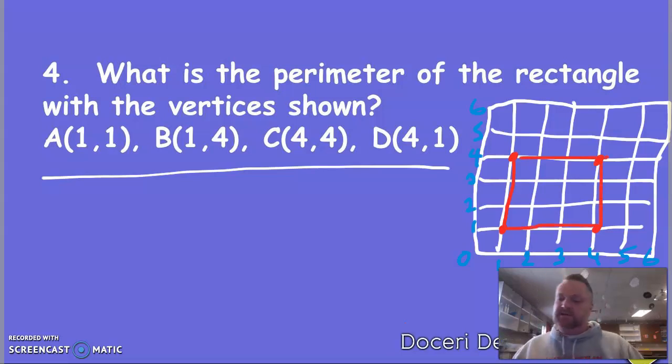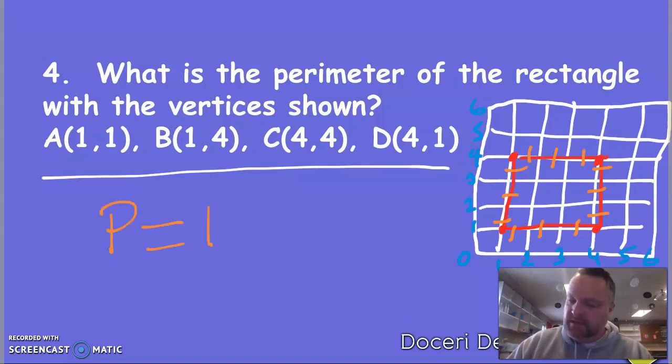And they want us to find the perimeter. So to find the perimeter, I'm going to be counting how many lines all the way around it is. So I have 1, 2, 3, 4, 5, 6, 7, 8, 9, 10, 11, 12, and I'm done. So my answer is 12. So the perimeter of this particular shape is 12. That's how you do number 4.